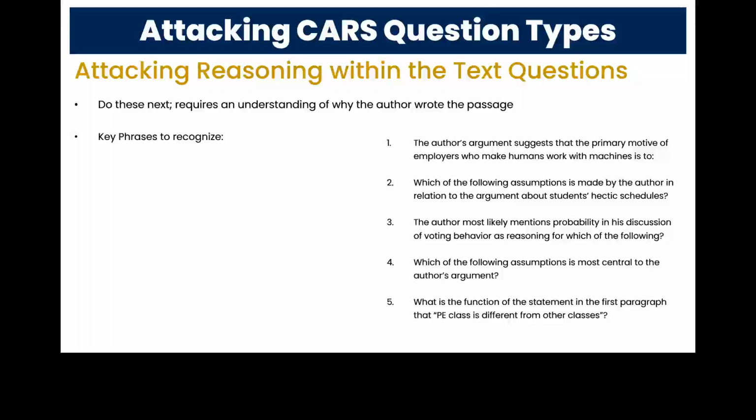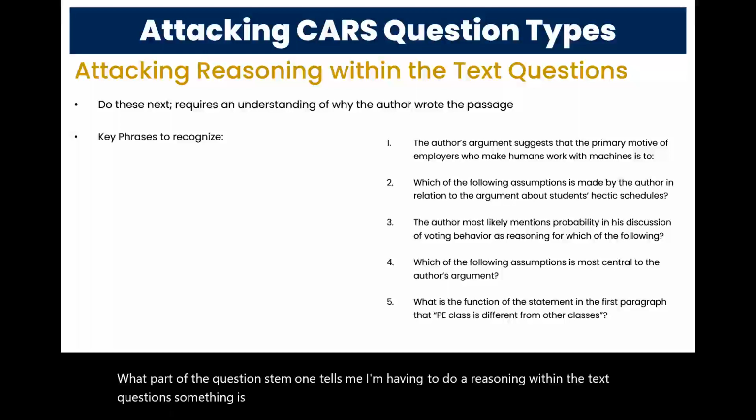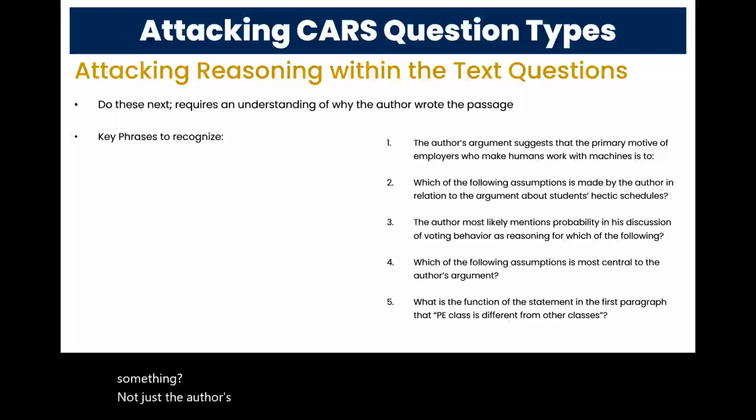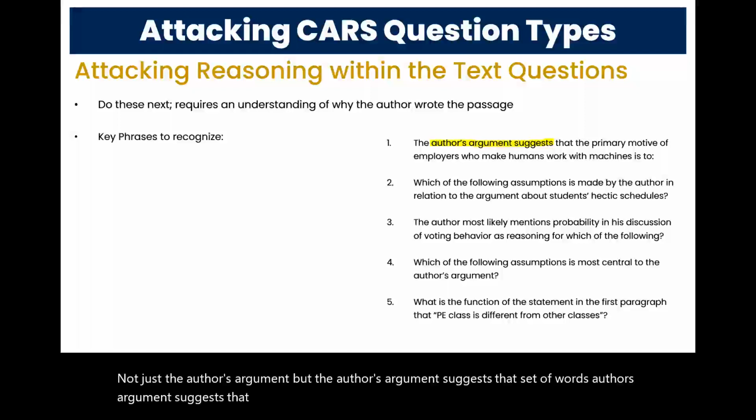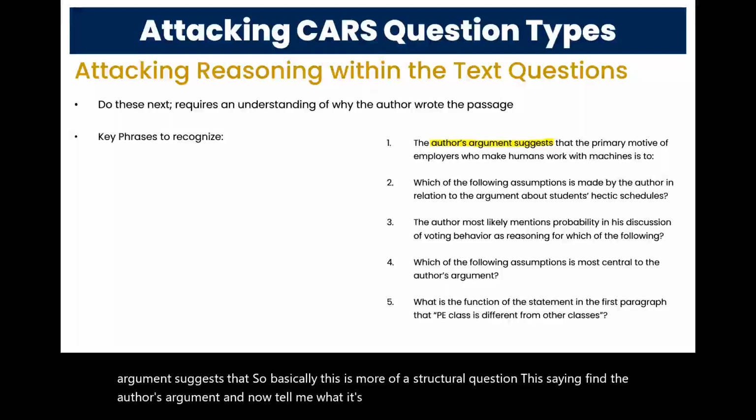What part of question stem 1 tells me I'm having to do a reasoning within the text question? Somebody's looking for the structure of the passage, why the author said something. Not just the author's argument, but the author's argument suggests. That set of words, author's argument suggests that. So this is more of a structural question. It's saying, find the author's argument and now tell me what it suggests about this thing.